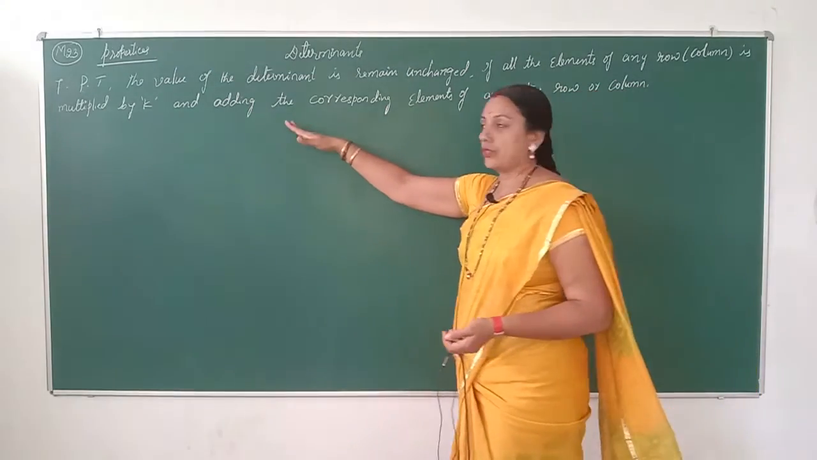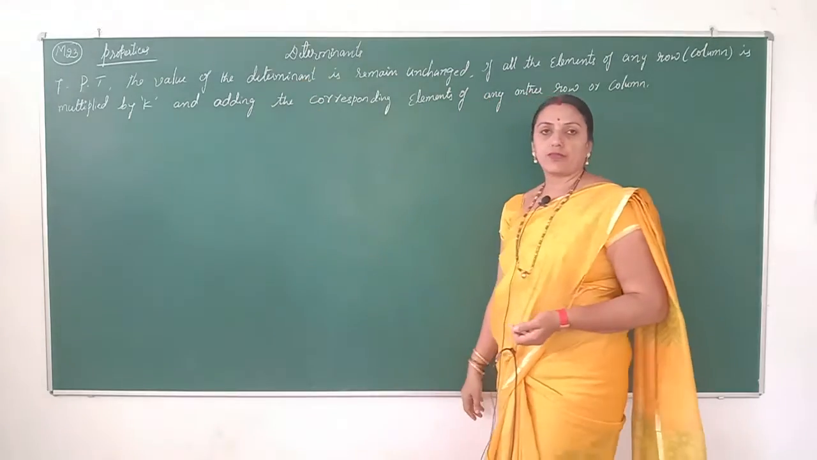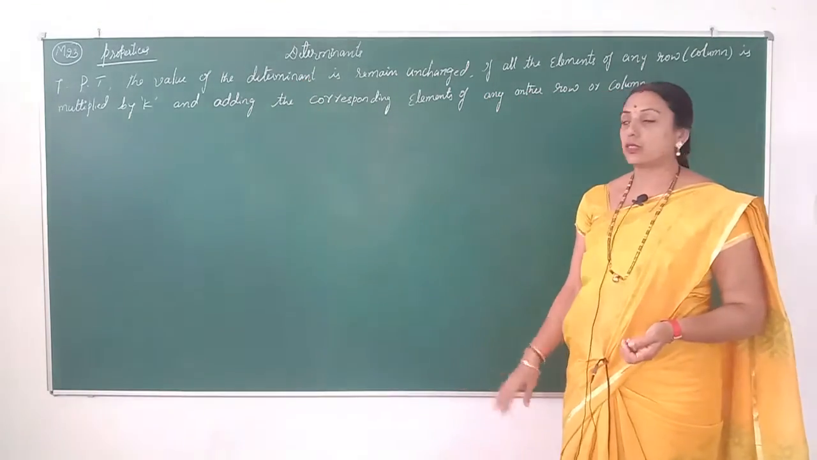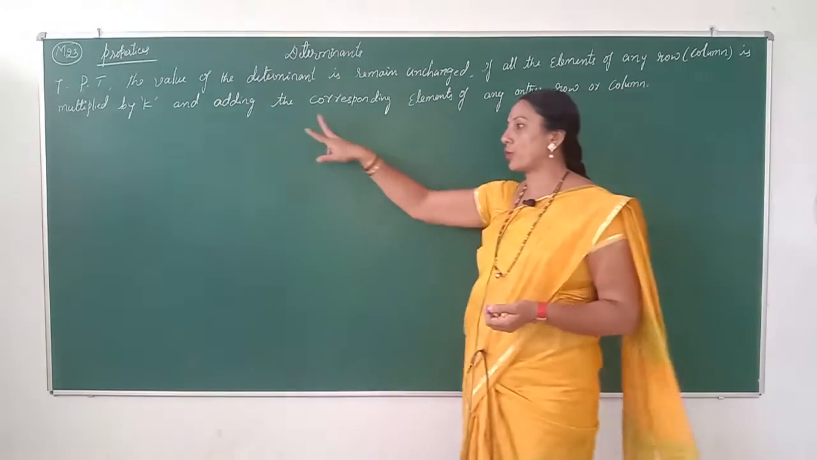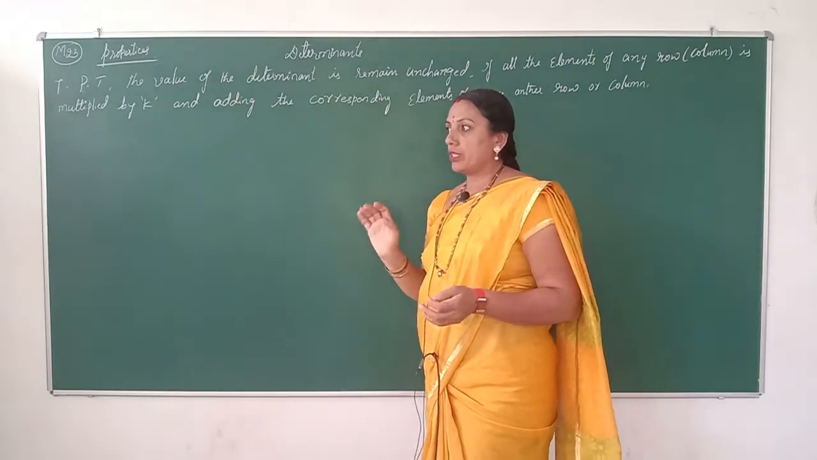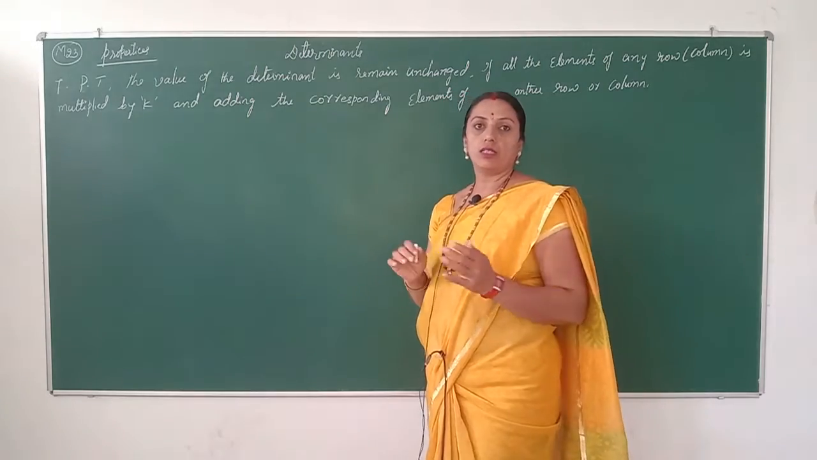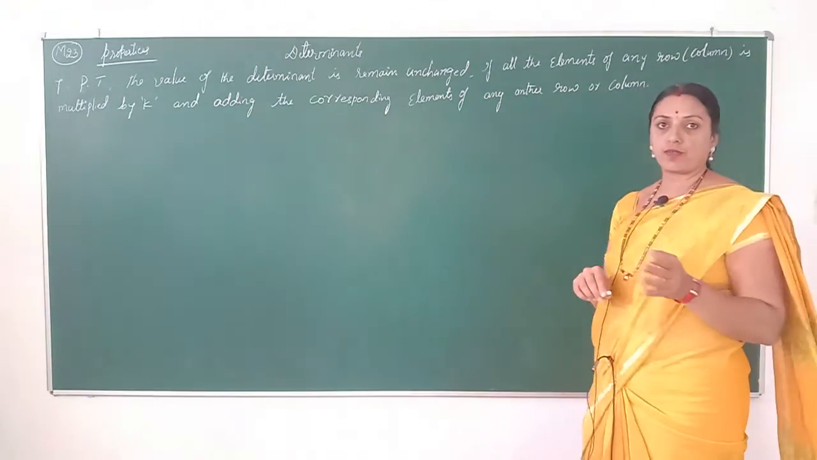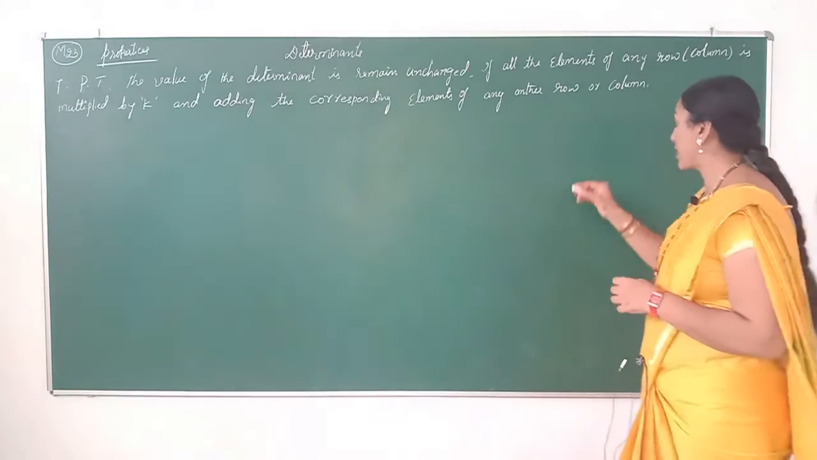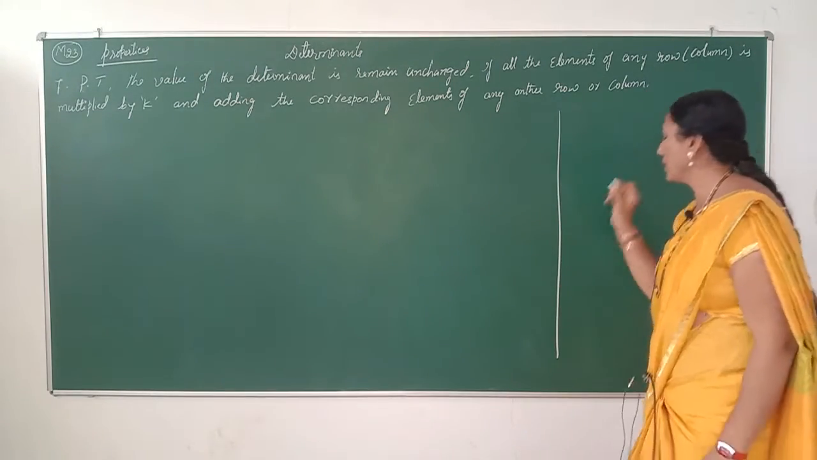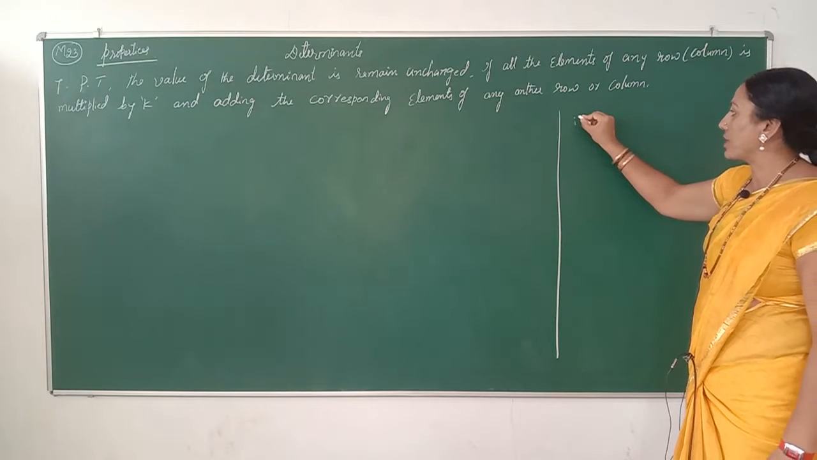Today we continue with some properties of determinants. Yesterday we discussed six properties of determinants. Today there will be two more properties, but first we'll recall yesterday's properties, which were proved in yesterday's class. First we'll recall just the statements of those properties.